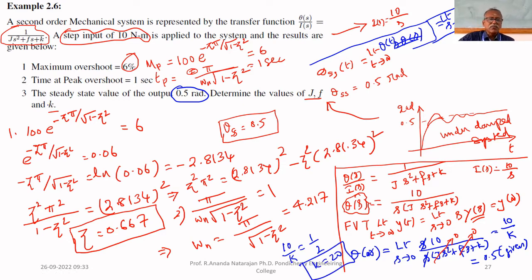Now we got one answer. Finding the value of k is asked, but we have to determine the values of J, f and k. One unknown, that is k, we found. J and f we have to find. To find J and f, compare this transfer function with the standard one.